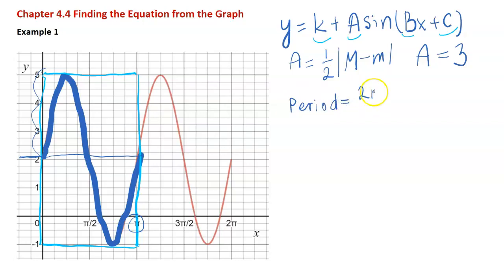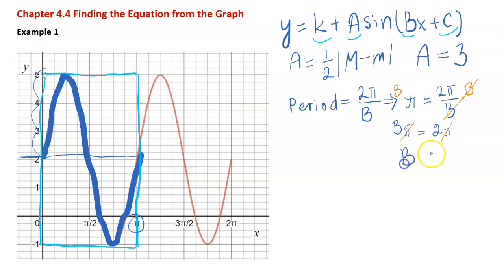The period of the graph is pi, so we can find coefficient b from the equation period is equal to pi over b. Pi equals pi over b. Multiply both sides of the equation by b to get rid of the denominator. B times pi equals pi. Divide both sides by pi. B is equal to 1.